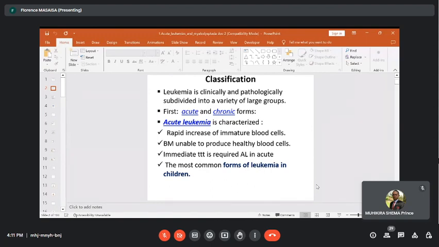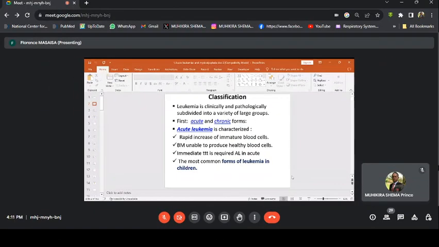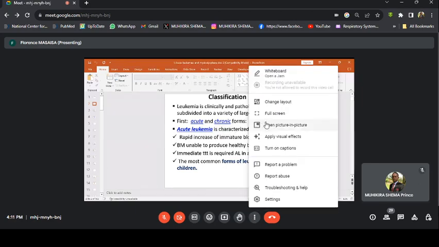So the bone marrow is unable to produce healthy cells. The treatment must be immediate in case of acute leukemia, because if you don't treat the patient very quickly, the patient may pass away within months. It is the most common form of leukemia in childhood. So most of the children present with acute leukemia.